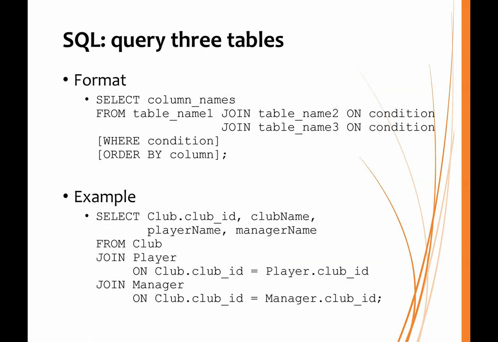And we can take that joining a step further. We could query 3 tables, which will require 2 joins. So we're going to select whatever the columns are from table 1 joined to table 2 on some condition, and then that being joined to table 3 on some other condition, with an optional where and an optional order by.